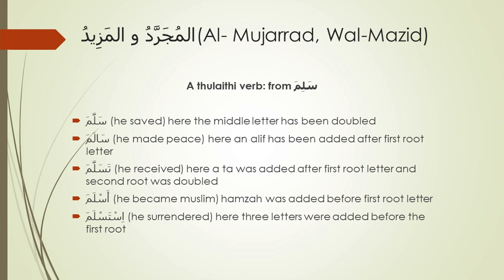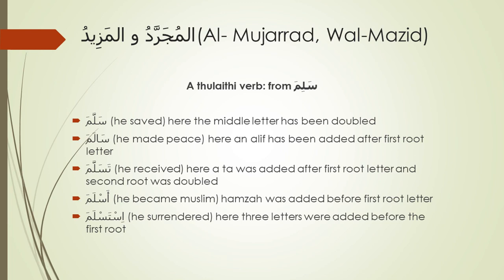Look at the next one, tasallama. So the first one is he saved. Salama, he made peace. Sallama or tasallama, he received. What's been increased here on tasallama? Ta and another lam, tasallama. Then we have aslama, he became Muslim or he surrendered. What's the increase here? There's a hamza. And then the last one is istaslama, he surrendered. Alif, sin, ta at the beginning or before the first root letter. Does that make sense? What the difference is between the mujarrad and the mazid? We've increased from salima in order to modify or change the meaning.